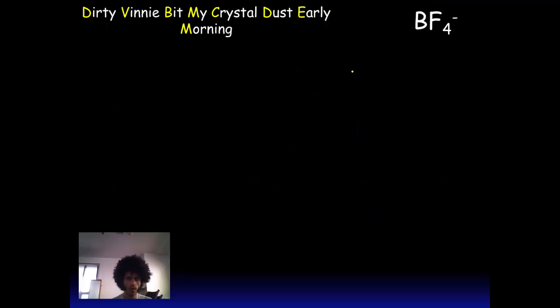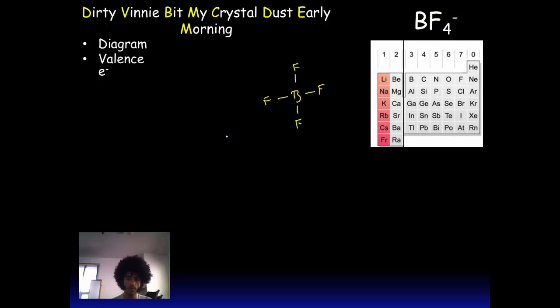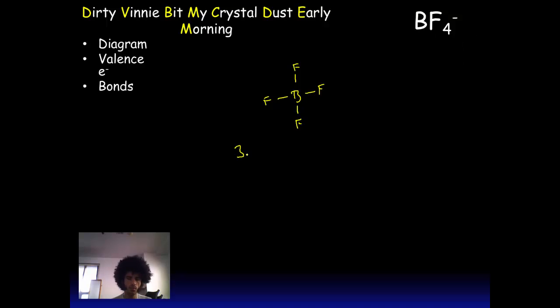Let's try another one. We've now got BF4-. Let's go through the procedure again. The first thing is the diagram. So I've got 4 fluorines around my boron. I'm just going to do a B and then 4 Fs. I'm not going to worry about drawing the brackets and charge yet, that can happen later. Next step is my valence electrons. Now boron is in group 3, so I start with 3. Next step is the number of bonds, 1, 2, 3, 4, so plus 4 equals 7.